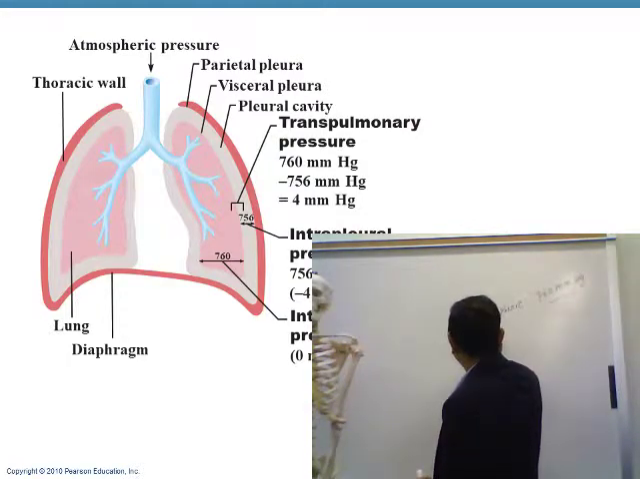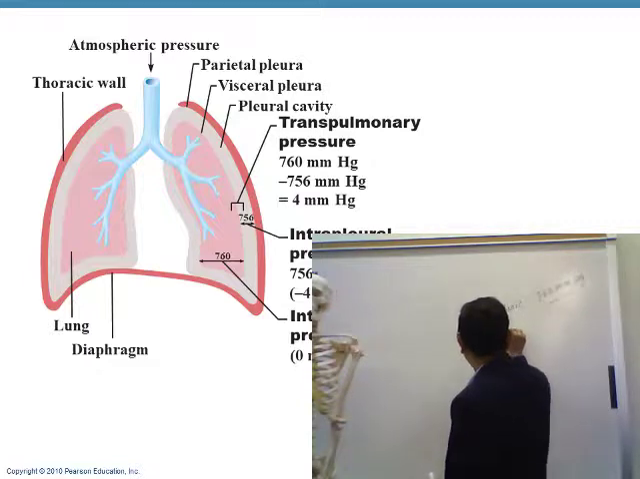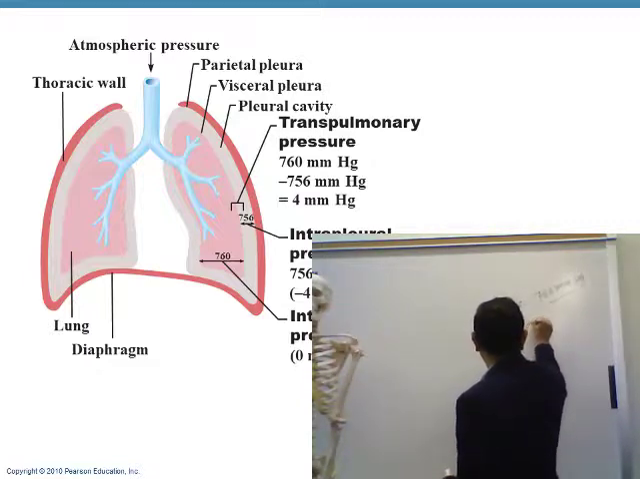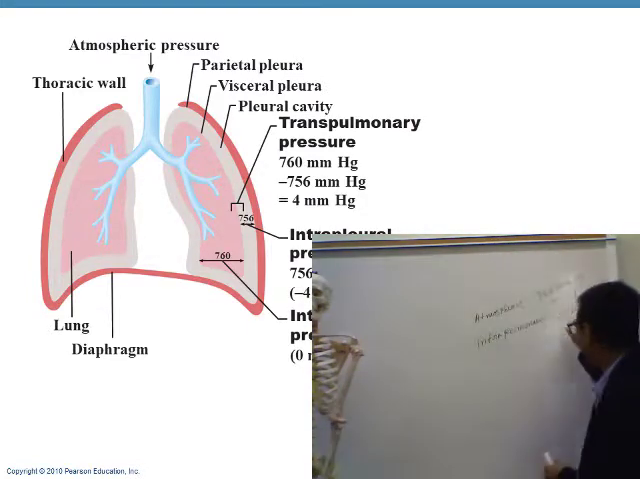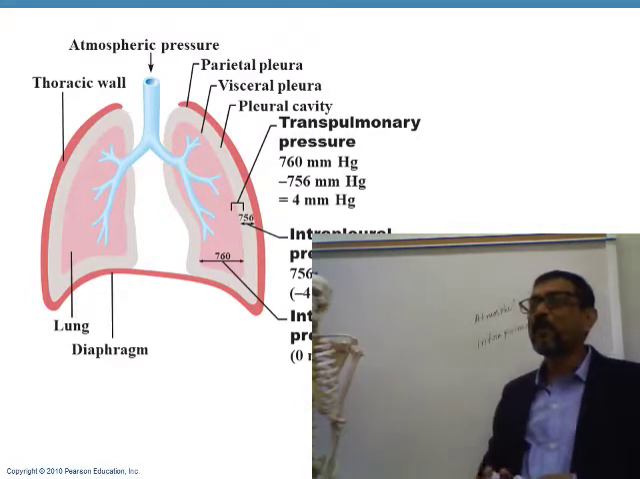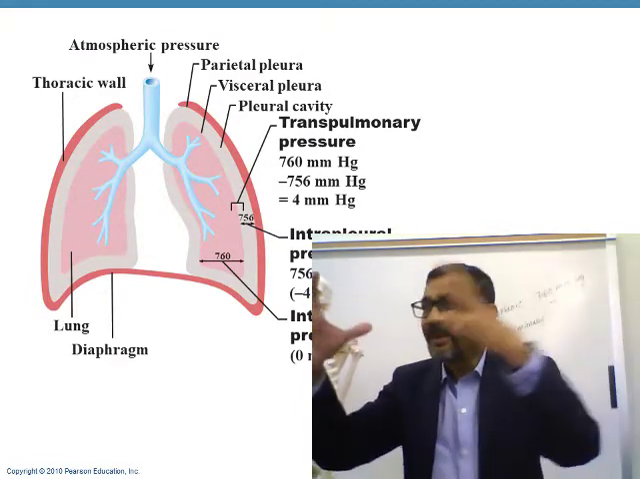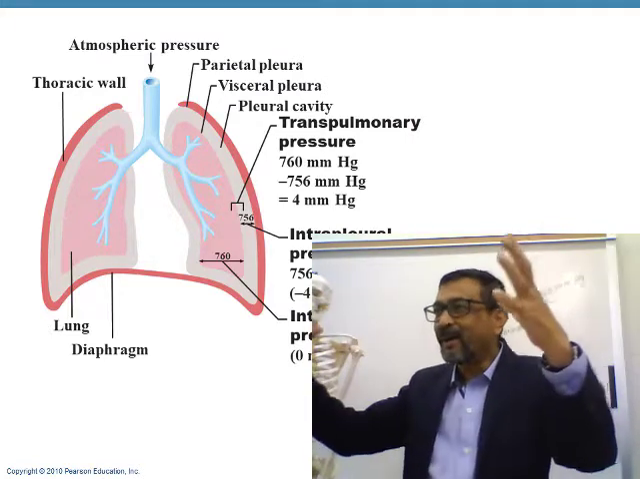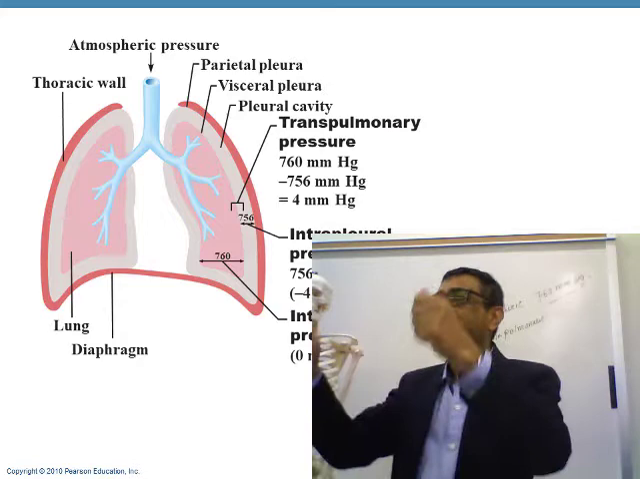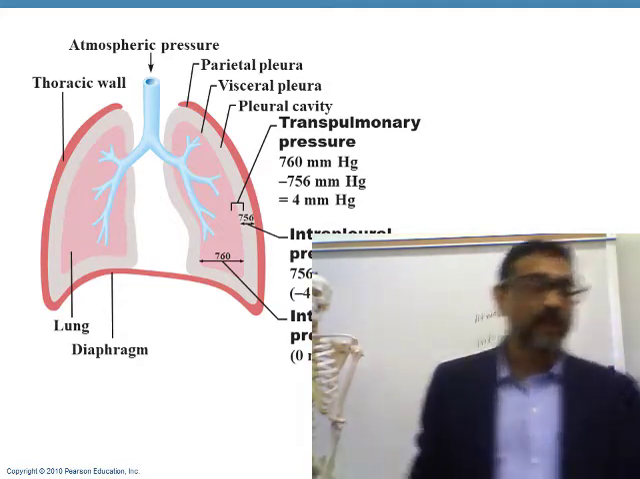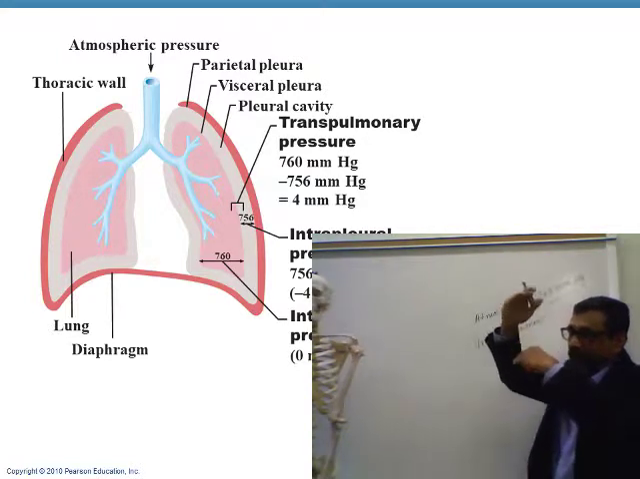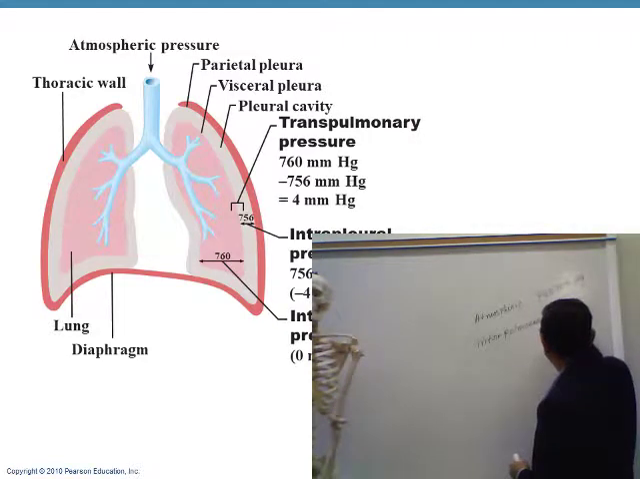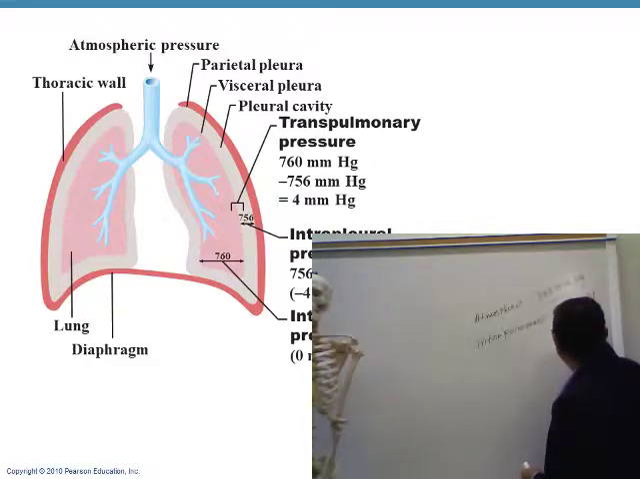Inside the lung, that is called intrapulmonary. Intra means inside, pulmonary means lung. So inside the lung, the pressure of gas changes. Why? You know that already, right? When lung expands, pressure goes down. When lung contracts, pressure goes up. So that's why it is not fixed. It is changing, but within a narrow range, 759 to 761 millimeter of mercury.